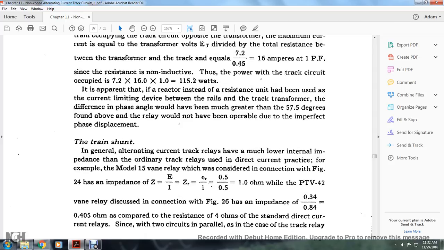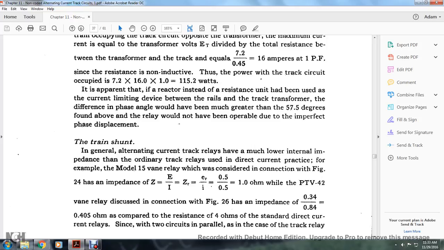The train shunt. The general alternating current track relays have much lower internal impedance than the ordinary track relays in direct current practice. For example, the Model 15 vane relay, which was considered in connection with Figure 12 and 24, has an impedance of Z equals E over I, which gives 0.5 or 1 ohm, while the PTV 42 vane relay discussed in connection with Figure 26 has an impedance of 0.34 over 0.84, which gives 0.405 ohms, as compared to the resistance of 4 ohms of the standard direct current relays.